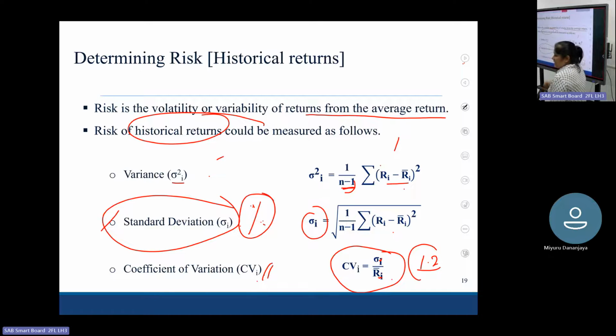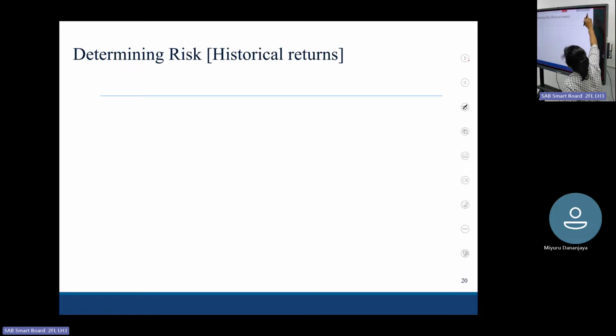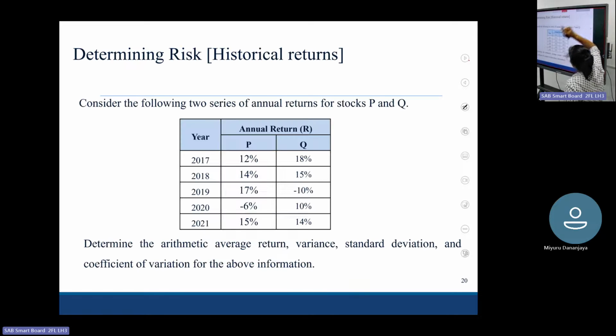Right. So you can calculate variance, standard deviation and coefficient of variation. Let's calculate now. We have our exercise. I told you that there are so many calculations. This is based on historical data. You are provided the full series of annual returns for stock P and Q.